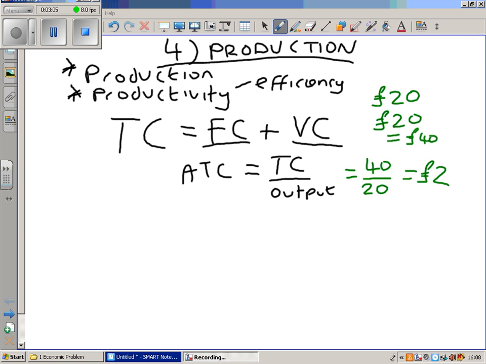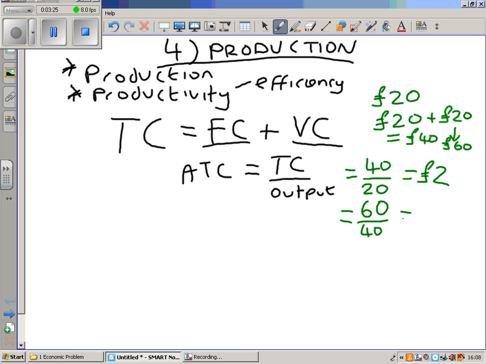If we were to then increase this to 40 students, clearly fixed costs stay at £20. We have an additional £20 variable costs to get £60 total costs. This time £60 divided by 40 students will give us an average total cost of £1.50 per student.